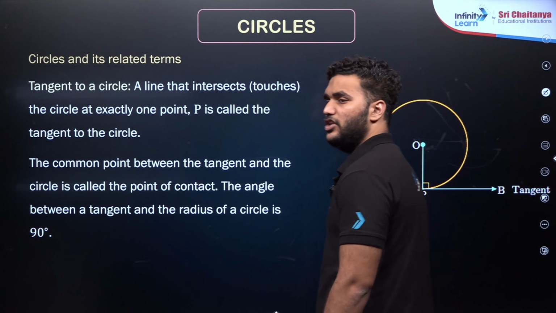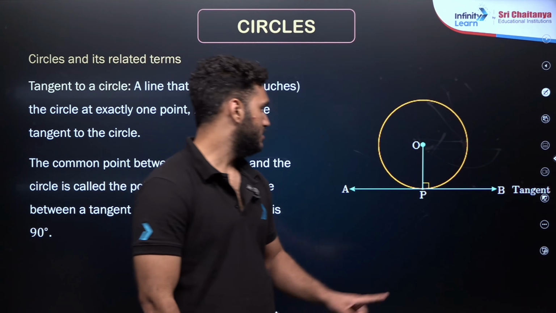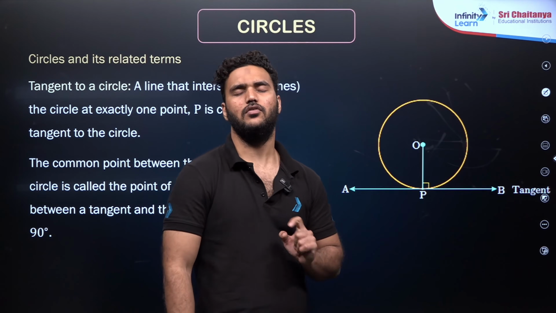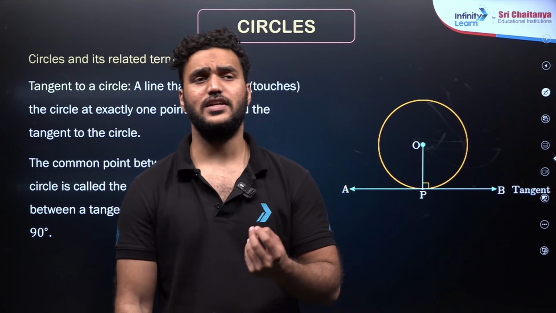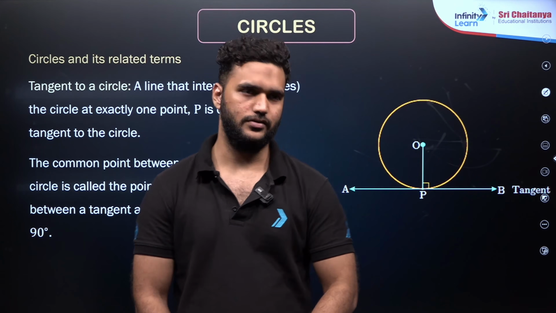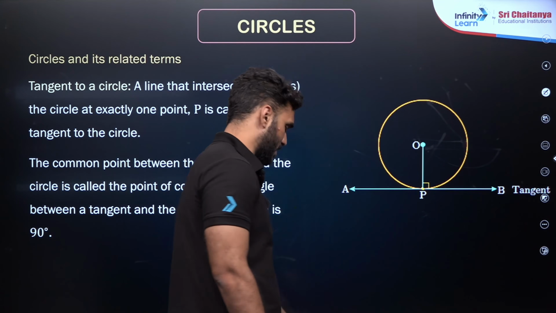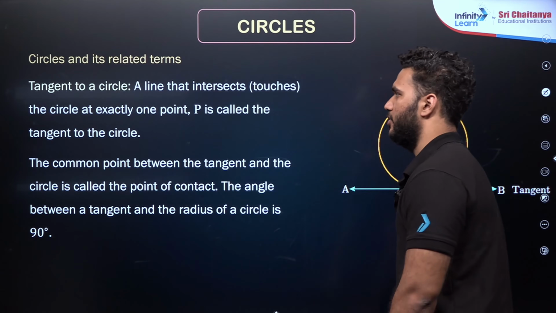This line is known as a tangent. See this line. This line is passing through only one single point of this circle. If there is a line which touches the circle at a single point, such a kind of line is known as a tangent. This tangent has many properties related to circles. We will study them also.